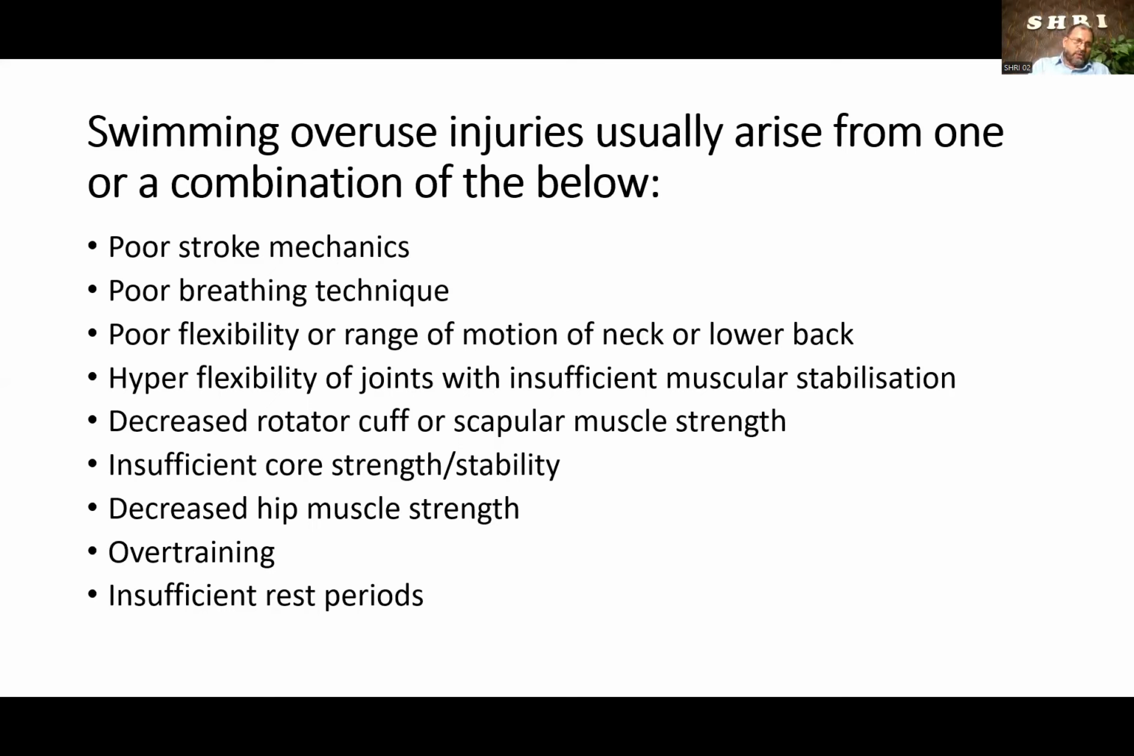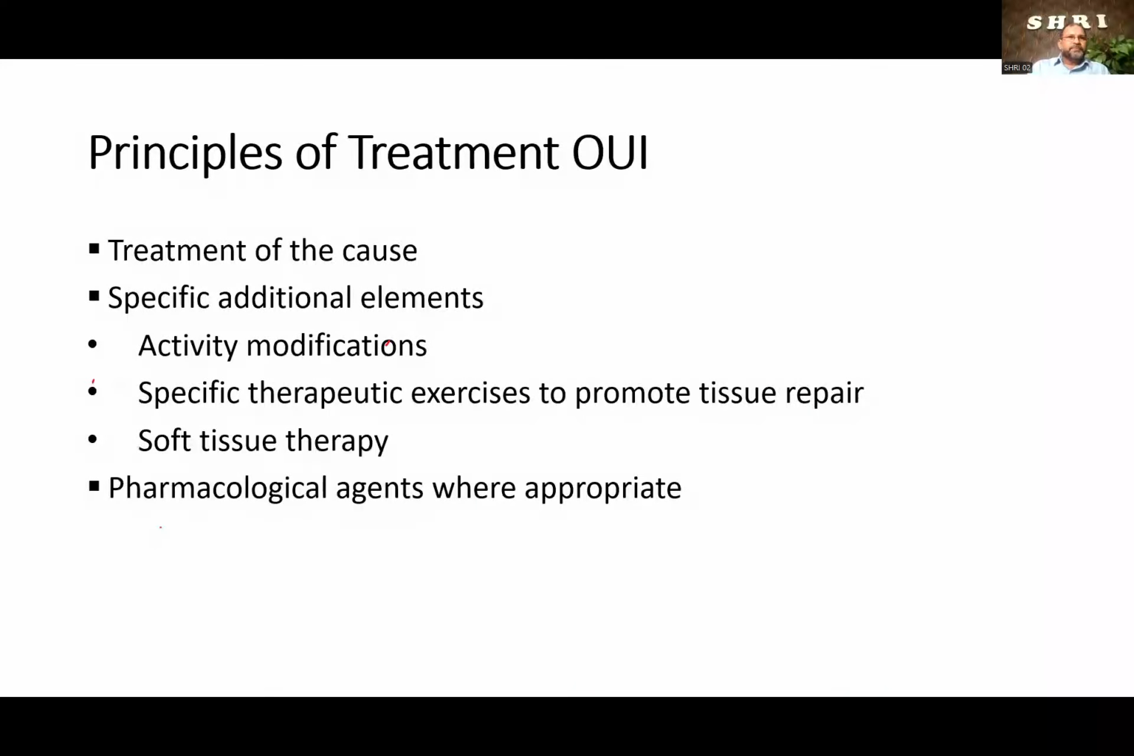Then of course overtraining. When you overtrain the athlete, they are more prone to get overuse injuries. And insufficient rest period. Recovery in sports is very important. If we don't have enough recovery, there's a high chance of getting overuse injuries. So these are the principles of treatment in overuse injuries.